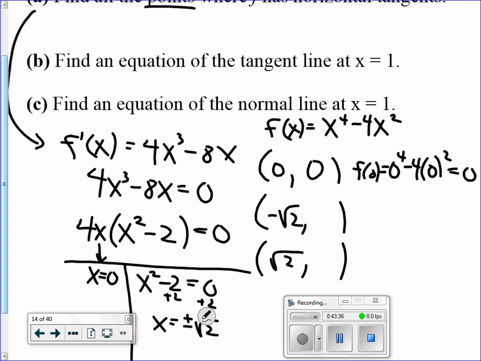Now, I know this next one's going to bother you, but to get f of negative rad 2, we're going to take negative rad 2 to the 4th minus 4 times negative rad 2 squared. Well, negative rad 2 to the 4th, first of all, it's going to be positive. If you square it, you get 2. And if you square that, you get 4. And then minus 4 times negative rad 2 squared would just be 2. So 4 minus 8 is negative 4.